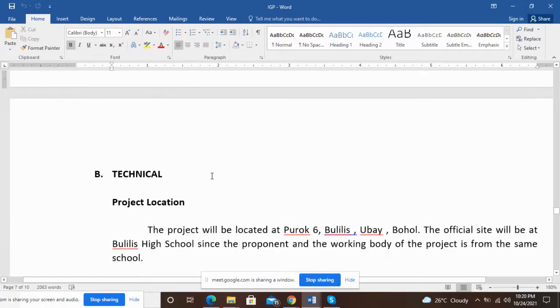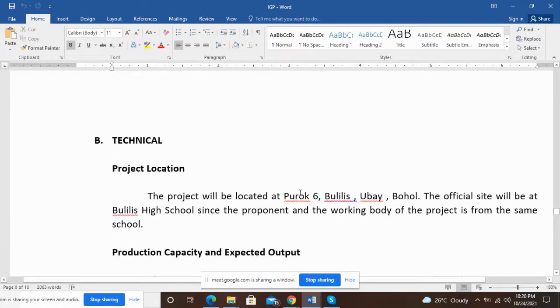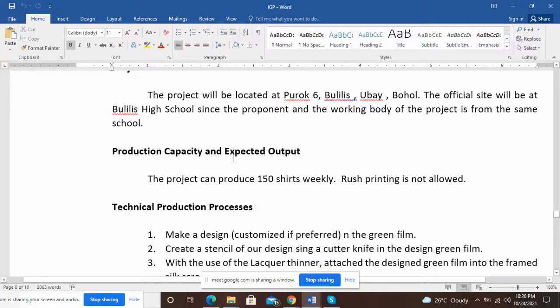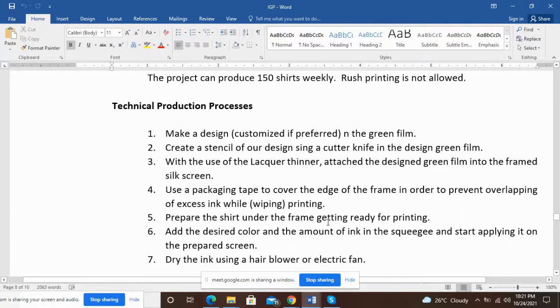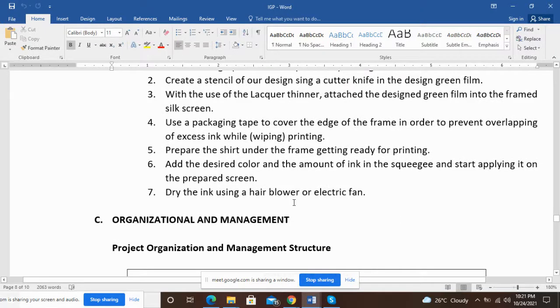Okay, next we have the technical process. First we have project location. So we're going to talk about the site where you're going to have your project. Next we have product capacity and expected output. The project can produce 150 and rush printing is not allowed. Next we have technical production process, which is how you're going to do the project. Since we have printing, we're going to start with making designs until the end, drying the ink. So that is the technical production process.